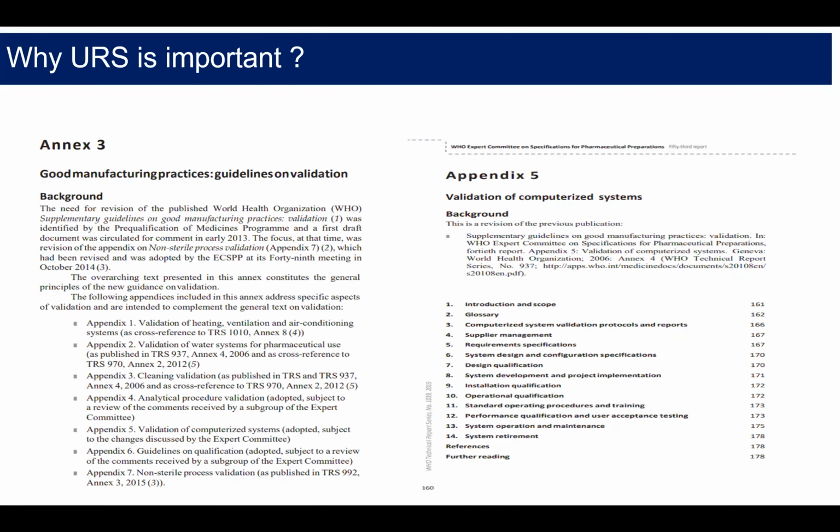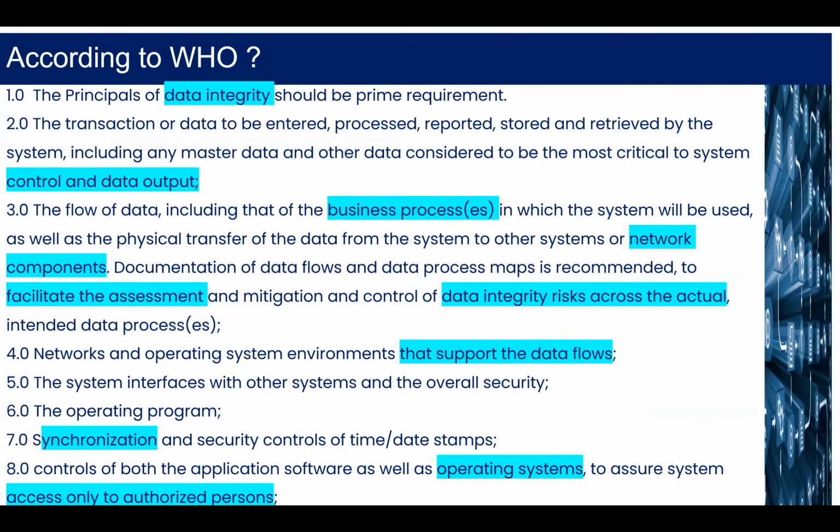According to WHO, one of the guidelines, TRS 1019 of 2019, Annex 3 on validation, in which Appendix 5 gives a clear guide about what should be in the URS and what should be in the computer system validation. This guideline helps us understand what should be in the URS. Here I point out some basic requirements as per the WHO.